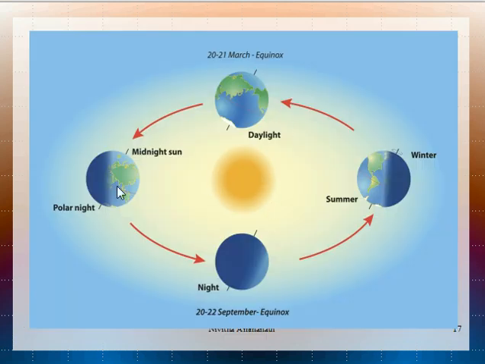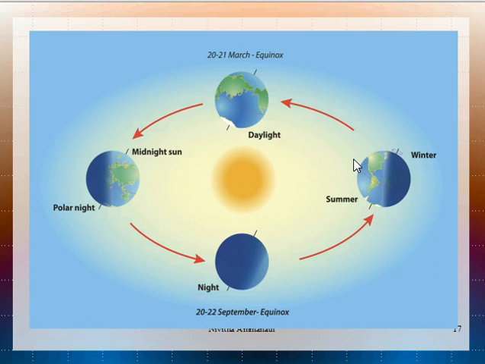This is the sun. The earth is revolving around the sun. The movement of the earth on its orbit around the sun is called revolution. Because of the revolution of the earth, we have seasons. Because of the rotation, we have day and night. Because of the revolution, we have seasons.